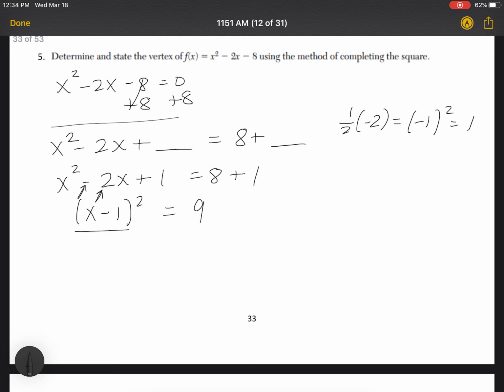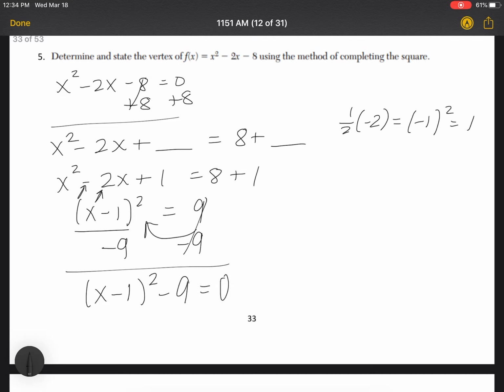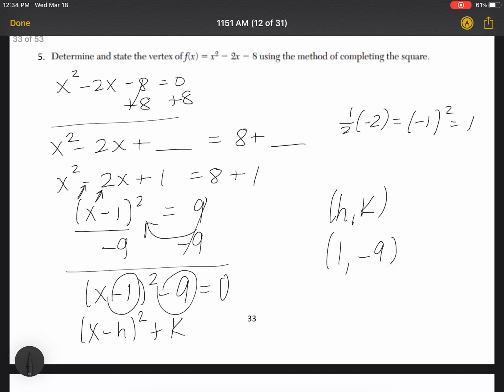Now, before you go any further, notice on the left-hand side we have the first half of vertex form. Next thing we need is this 9 to move over here. So if we subtract 9 from both sides, x minus 1 squared minus 9 equals 0. And remember, this is what vertex form looks like. Our vertex is going to be h comma k. Our h value is 1. K value is -9. So it looks like our vertex is going to be at 1, -9.